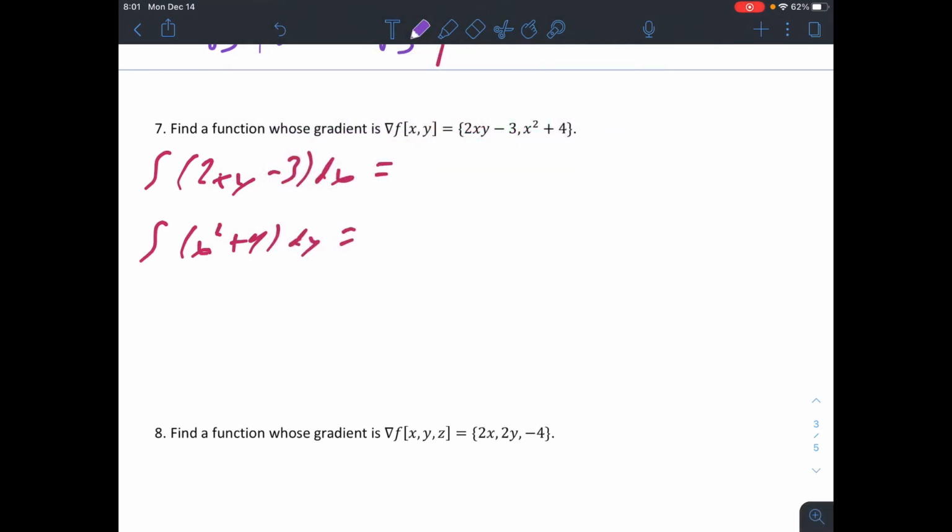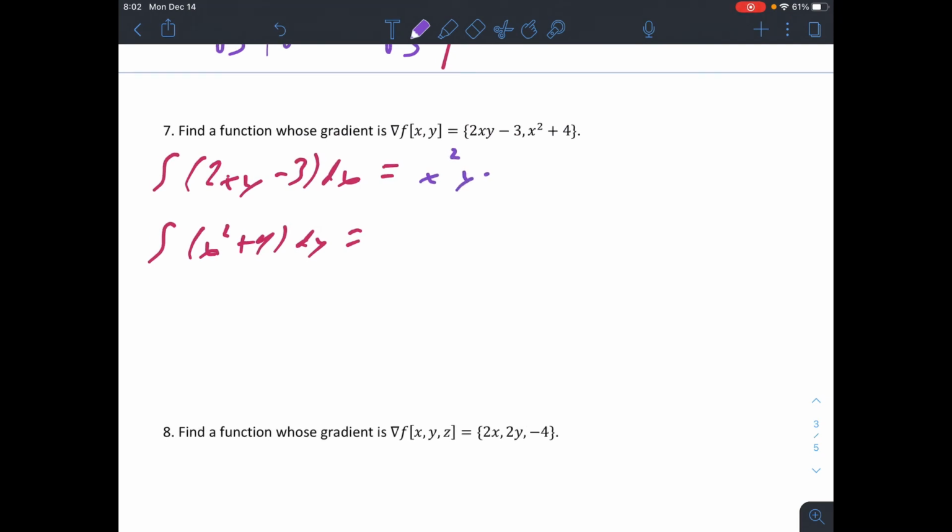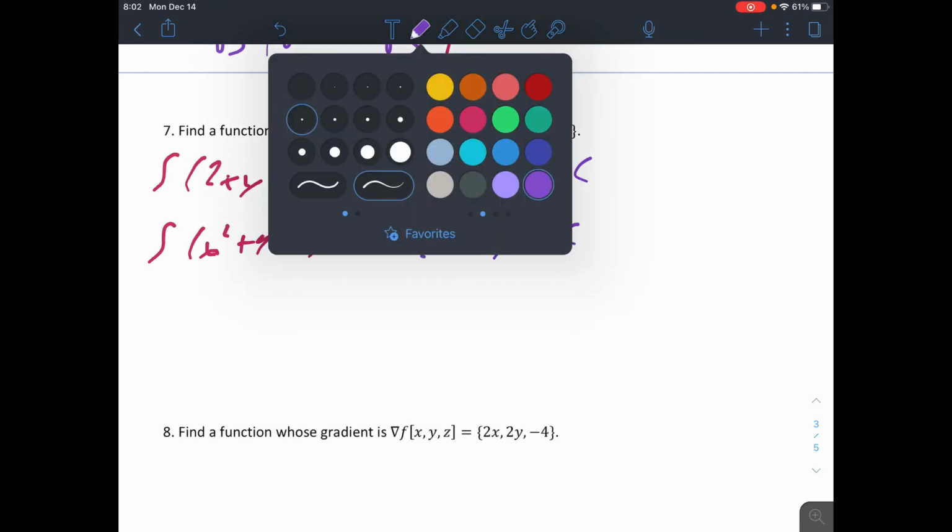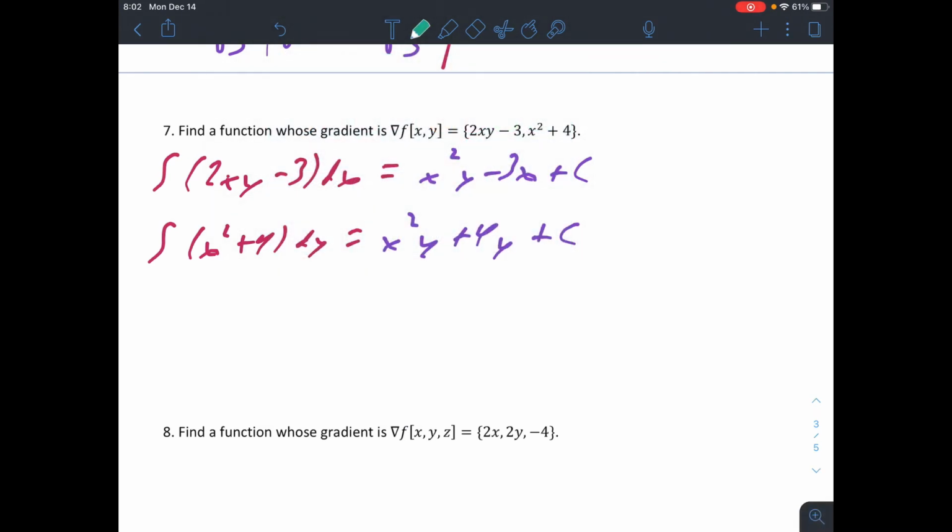Let's see what that gives us. The first part with respect to x gives me x squared y minus 3x plus c. The second part with respect to y gives me x squared y plus 4y plus c. And then after you do that, any term that's a duplicate, you don't have to write twice, just write it once. Any term that's not a duplicate needs to be in there as well.